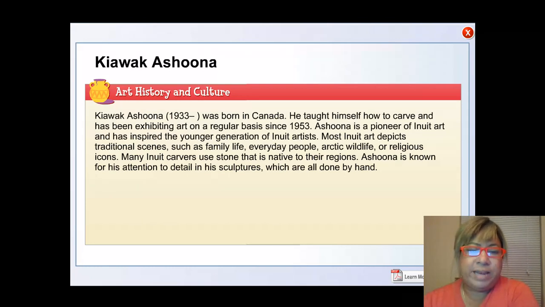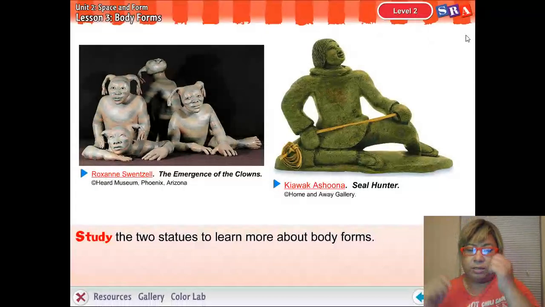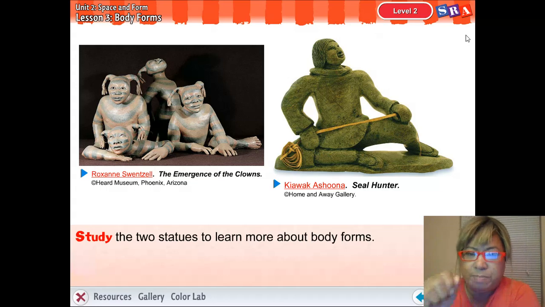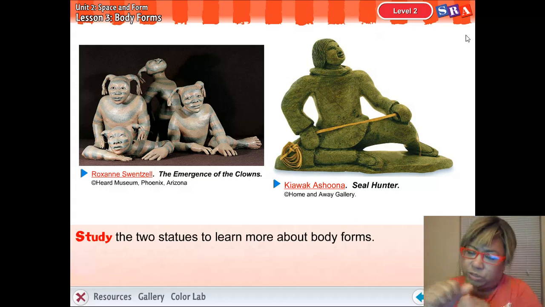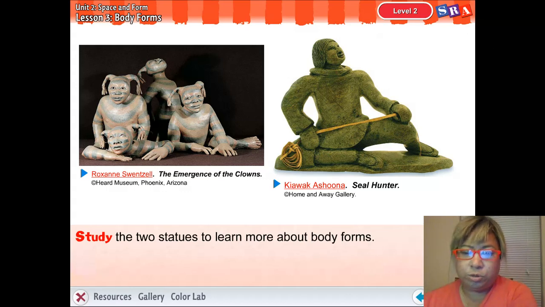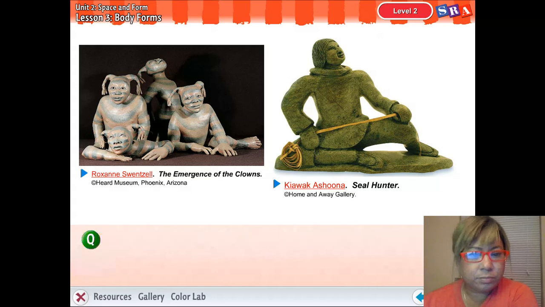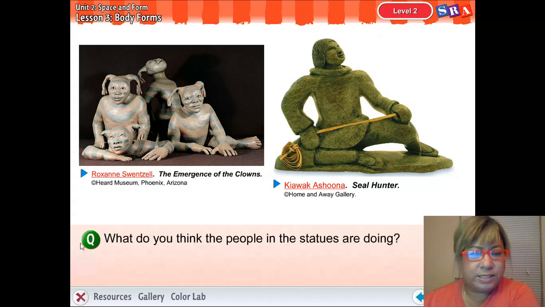So many Inuit carvers use stone that they found in the area. And he is known for his attention to detail in sculptures, which are all done by hand. So he would take a pick and carve into it, or maybe, I'm not sure, if it's really soft, maybe they could use some kind of tools or knives, and they created a sculpture. But that's very cool. What do you think the people in the statues are doing?